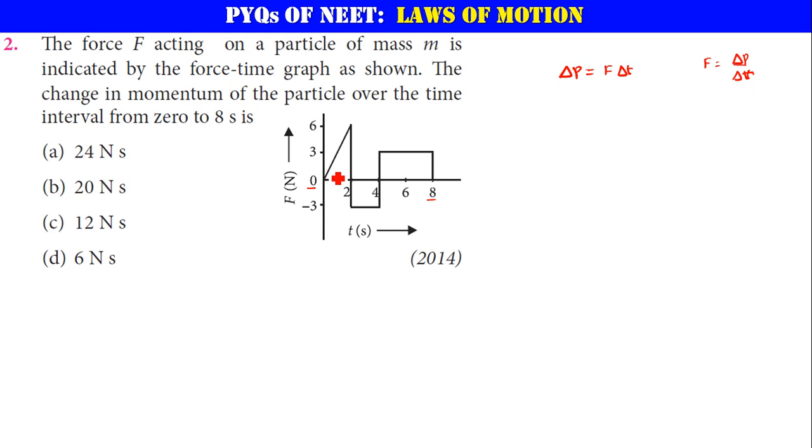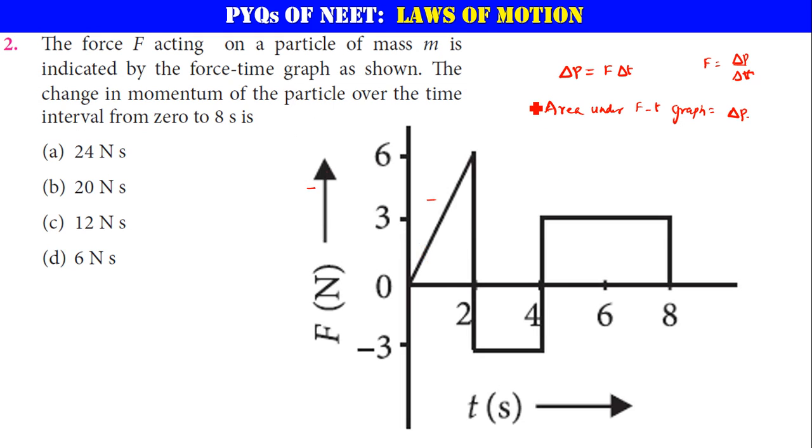Now, if you find the area under the curve for this F-t graph, the area under the F-t graph gives you the change in momentum, because that is going to give you F into delta T. Now let's find that out. For that, let's maximize it, zoom it. Here, this area is nothing but the area of a triangle. Area of a triangle is half into base into height. So the change in momentum delta P is equal to half into base, which is 2 units here, into height, which is 6 units.